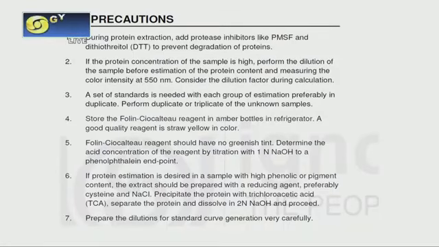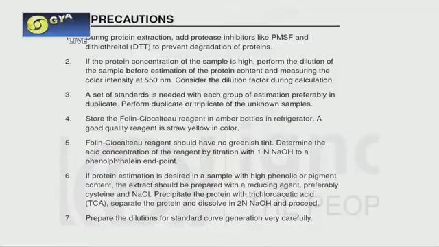Again, you need to undergo some precautions. That is, when you are isolating the protein, you have to add protease inhibitors. If the protein concentration of the sample is too high, you might have to dilute the sample, because if the color is too intense, then your reading may be out of range. So you have to dilute the sample and take the reading. Okay, you might have to take the reading again. You have to repeat maybe. A set of standards is needed with each group of estimation. Store the Folin-Ciocalteu reagent in amber bottles because it is light sensitive. Colored bottles, you have to store it. And they should have no greenish tinge.